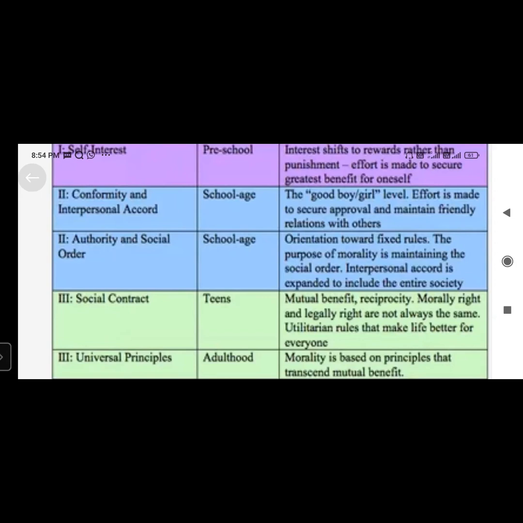Now the next one is social contract. Social contract ये टीनेज में शुरू होता है। यहाँ पर सोशल कॉन्ट्रैक्ट में क्या होता है, म्यूचुअल बेनिफिट और रेसिप्रोसिटी, morally right and legally right are not always the same. Utilitarian rules that make life better for everyone.